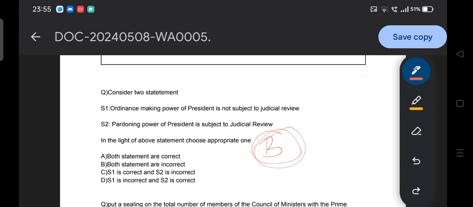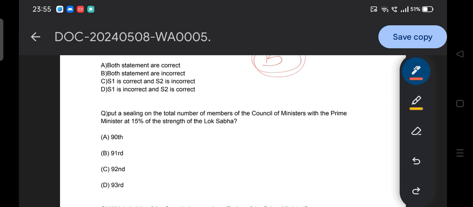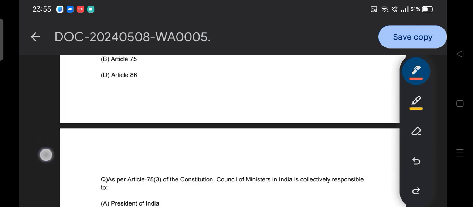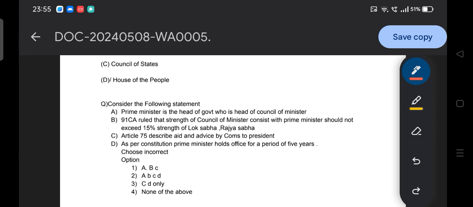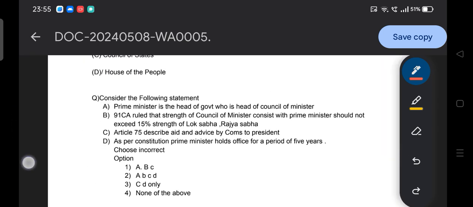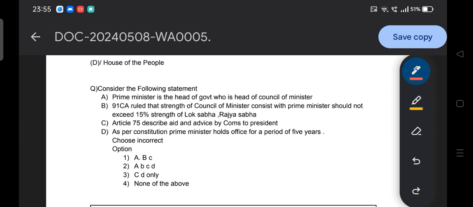Okay, moving to the next question. This was the previous question, you can ignore it. Try to cover this comprehensive question, and with the help of it we will cover the theory. So consider the following statement. Option A, prime minister is the head of the. Now your time starts, you read yourself and I will let you know the answer. On that basis we will cover the theory part. So time starts now.